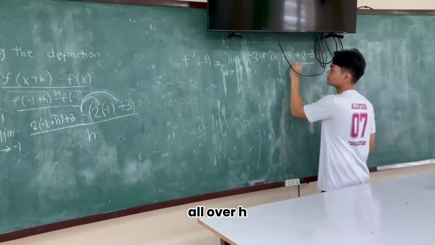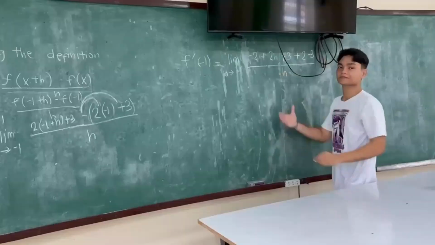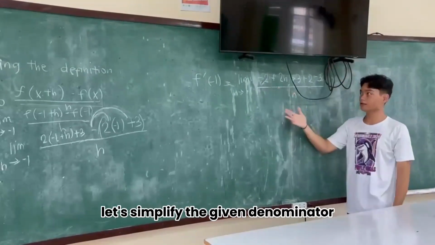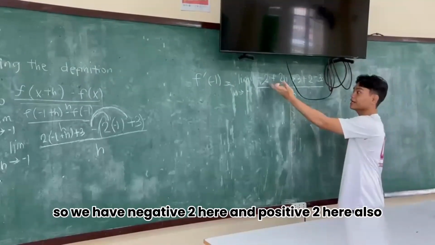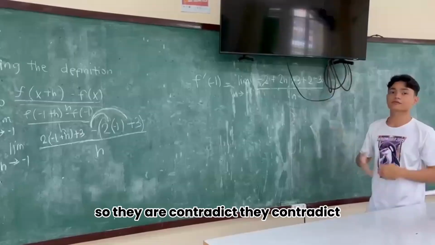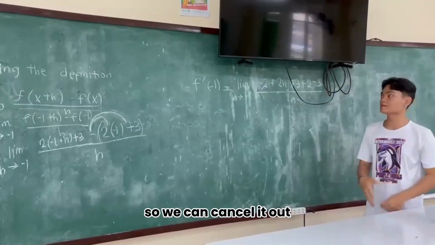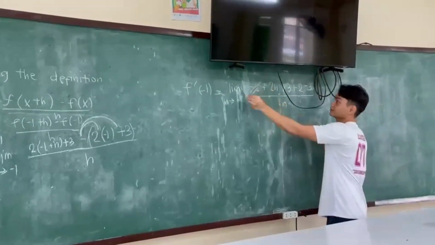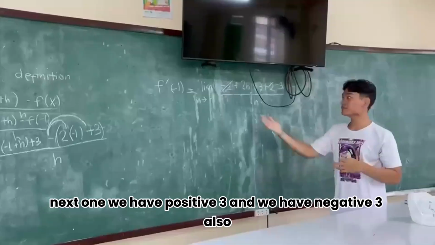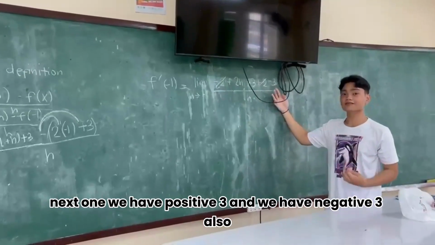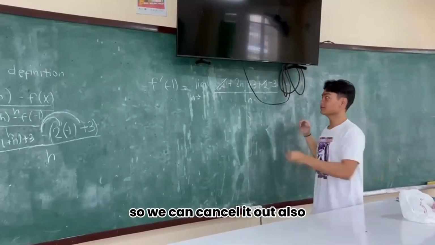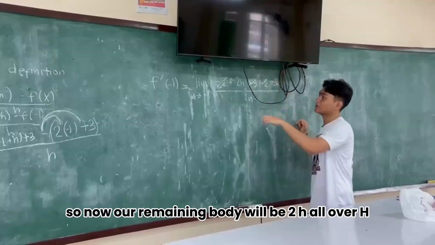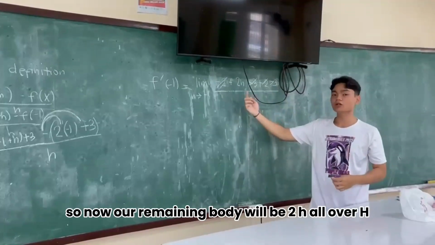All over h. Let's simplify the given numerator. So we have -2 here and positive 2 here also, so they cancel out. Next, we have positive 3 and -3 also, so we can cancel those out too. So now, our remaining value will be 2h all over h.